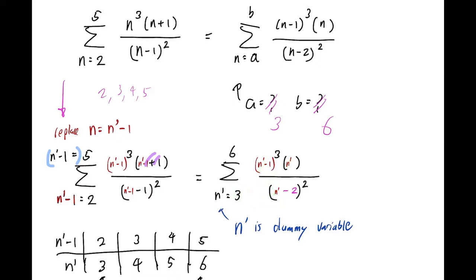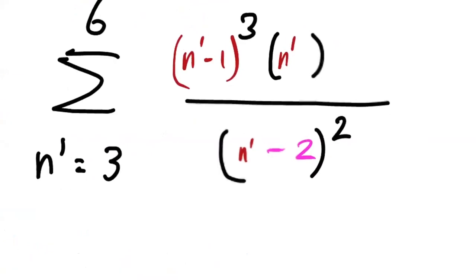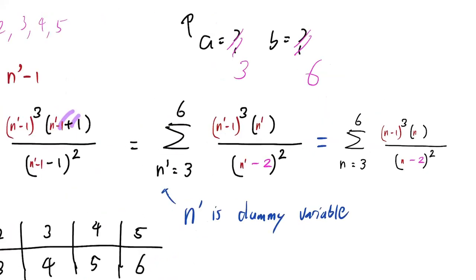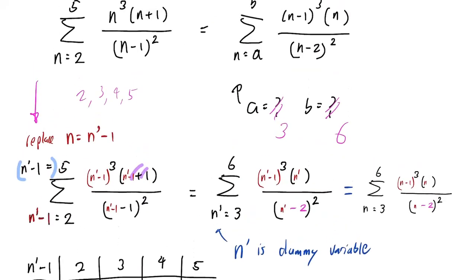But that means that we can always bring it back to that value. They are equal. Maybe I should just write down exactly the same thing, but you replace the dummy variable n prime back with a normal n. So you just remove the prime. Erase, and then we are done. So the values of a and b will be 3 and 6.